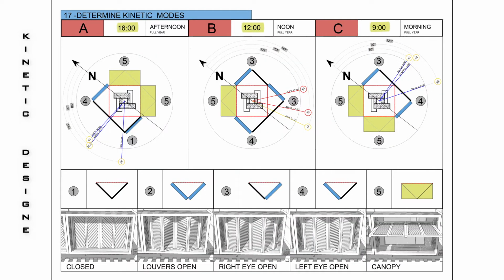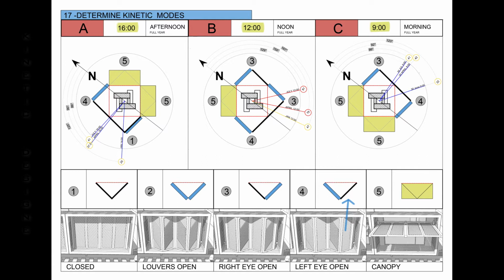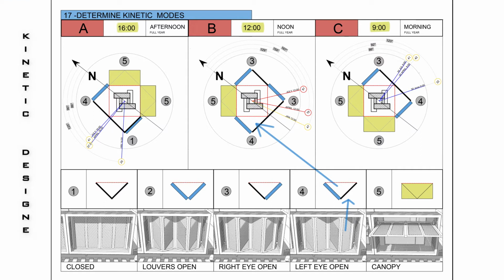Applying the kinetic mode. In order to apply the correct kinetic mode in the correct location and time, we use 3 different diagrams, A, B, and C, which represent the sun locations for 9 a.m., 12 midday, and 4 p.m.